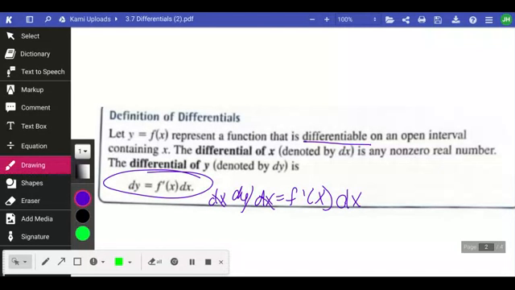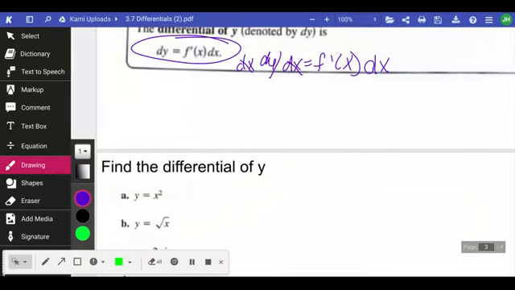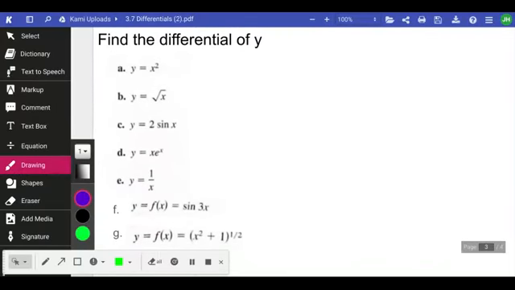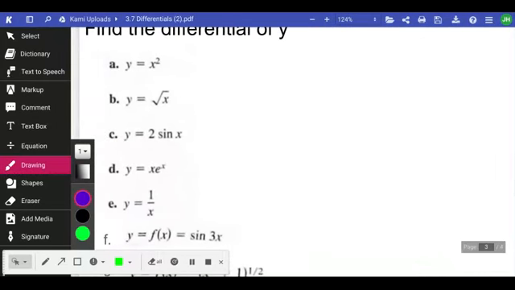Essentially we're going to do a lot of the same thing we've been doing for the past 4 or 5 months. We just get to move the dx to the other side. That's all we're doing. We have quite a few examples to work through. We'll start with a, y equals x squared. If we're writing the differential of y, what we first need to do is find dy over dx.